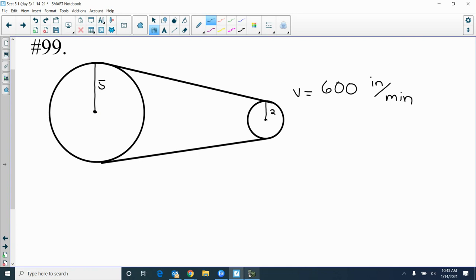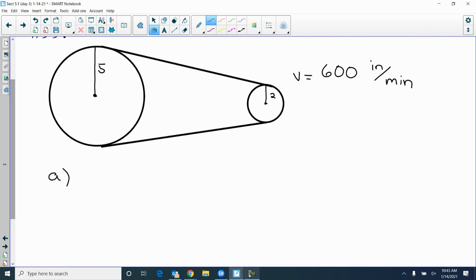Because sometimes it doesn't always stay, we want it in radians. What is the angular speed in radians for the larger pulley? All right, I want to do it the hard way first, because there's going to be times we actually need to do this. I want you to tell me how many revolutions the bigger pulley makes in 1 minute. So you can figure that out. How many times does it go around?